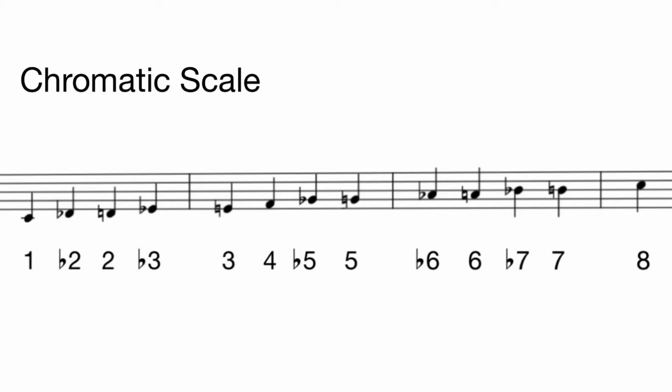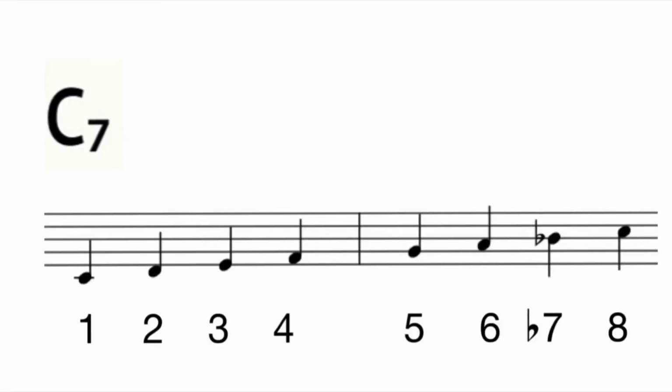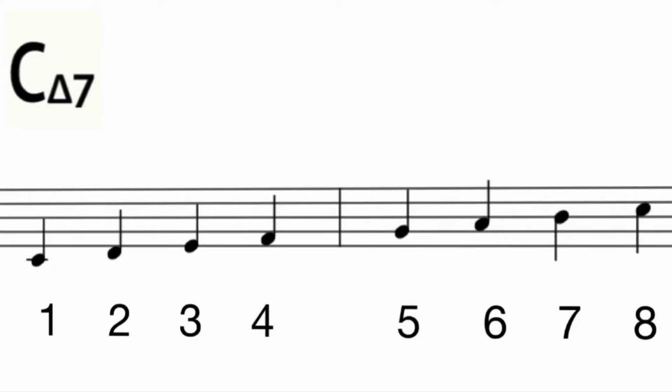So, if I want to describe to somebody how to play a dominant 7 chord, which is 1, 2, 3, 4, 5, 6, flat 7, 8, I'll tell them it's the same as a major chord, but we're going to make it a minor 7th instead of a major 7th. They might also say flat the 7 or lower the 7. So here's our major. Here's our dominant 7.